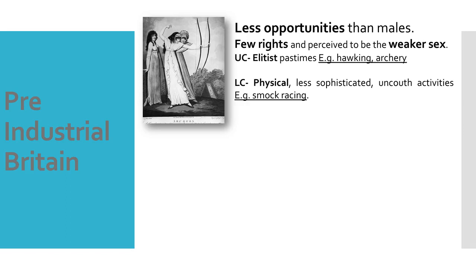So the upper class women would do elitist, skilled pastimes, sophisticated activities such as hawking and archery. So they had the time to develop the skillfulness. They were not particularly physical pursuits, so women were allowed to participate in them. Lower class women, however, participated in physical activities, less uncouth sports and activities such as smock racing, where we know the lower class women were selected and the prize was a dress.